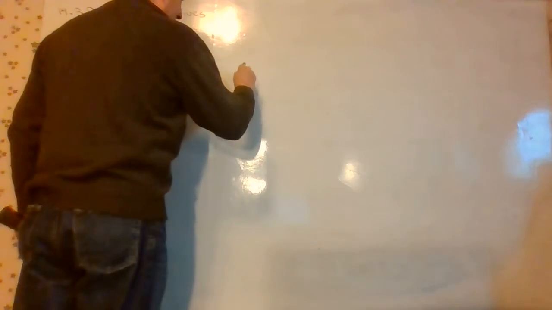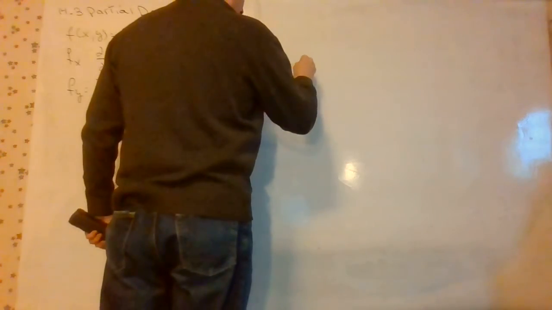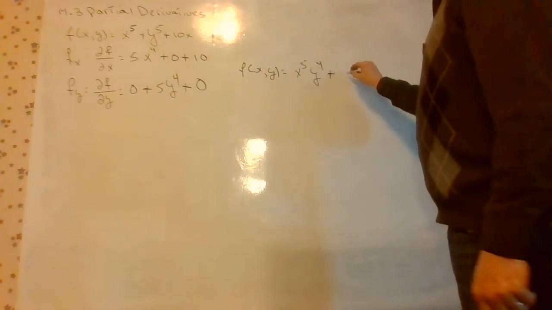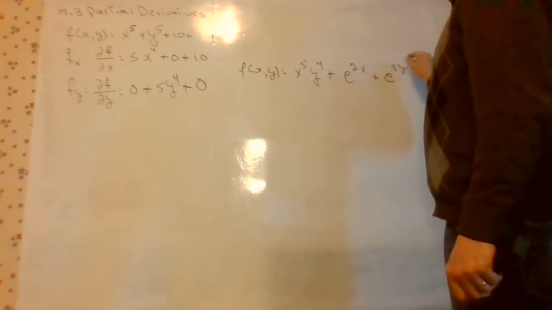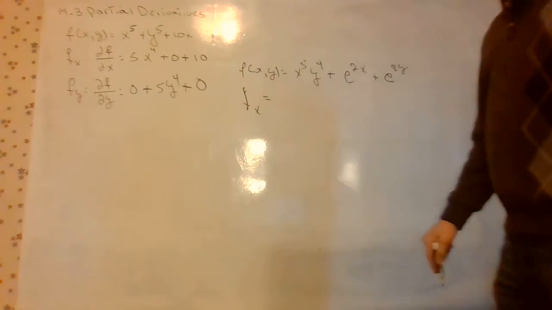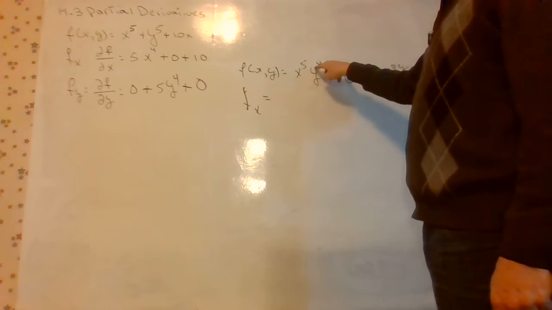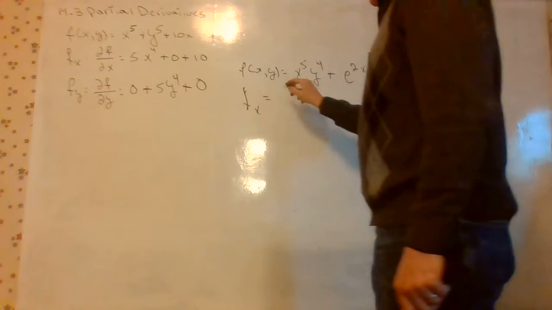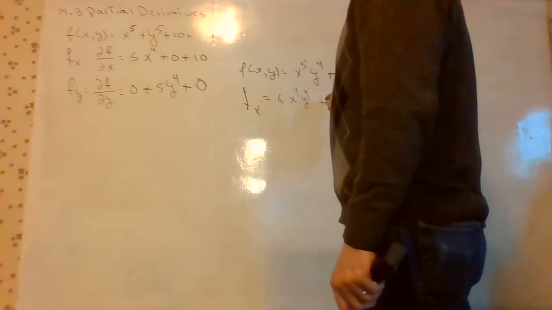Let's suppose we have f of x, y equals x to the fifth, y to the fourth, plus e to the 2x, plus e to the 3y. And let's suppose we want partial of f with respect to x. A little trickier here because we have this mixed polynomial. Well, we're going to treat y to the fourth as a constant. We'll just differentiate x to the fifth, carry that constant along. We get 5x to the fourth times y to the fourth.